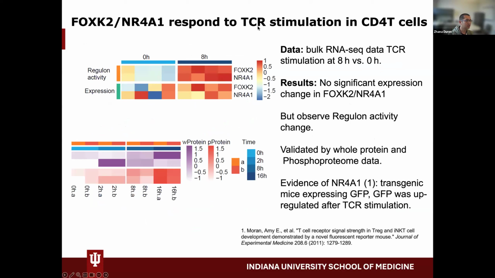Another example is TCR stimulation in CD4 T cells, 8 hours versus 0 hour. For these two genes, if we test their expression, no significant change is observed, but in activity they are very different. And this is validated by phosphoproteome data that can tell us which transcription factor is active. In the phosphoproteome data, both of these show change. That means their activity is changed but expression is not. But based on the network, we can identify those as the differential regulators.